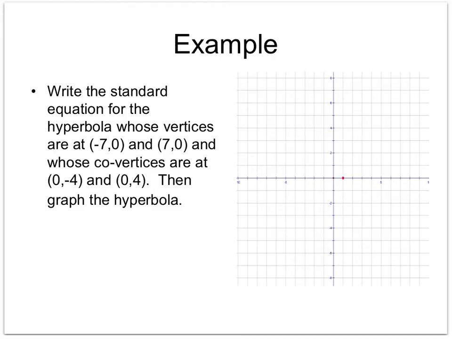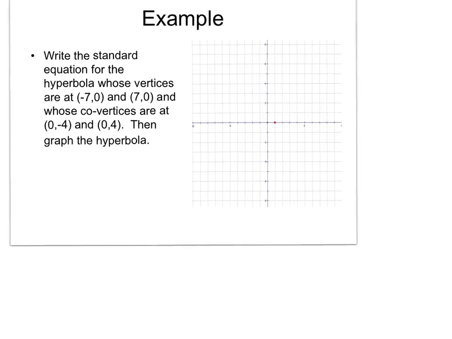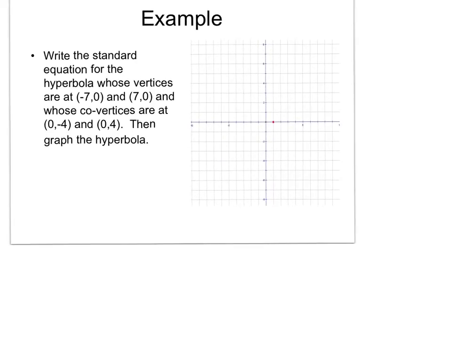Okay, so we have a second example here with a hyperbola. It says write the standard equation for the hyperbola whose vertices are at negative 7, 0, 7, 0, and whose co-vertices are at 0, negative 4, 0, 4. Then graph the hyperbola. Okay, so I'm going to shrink this a little bit, and then we're going to go ahead and walk through the problem.